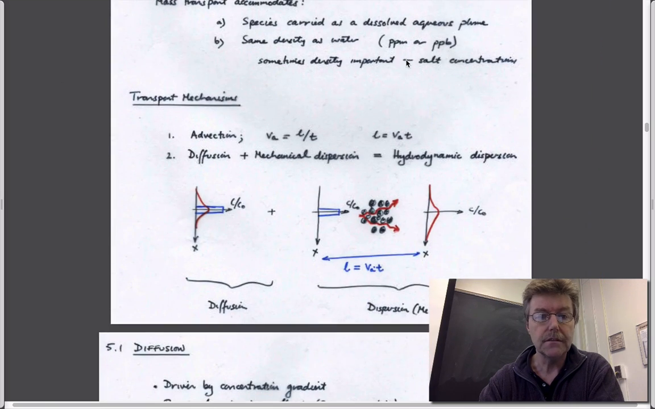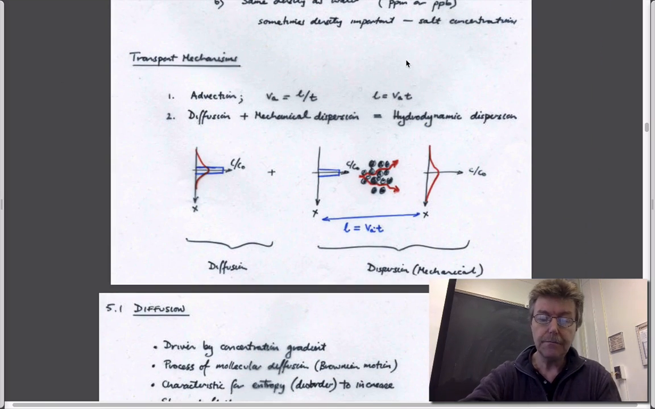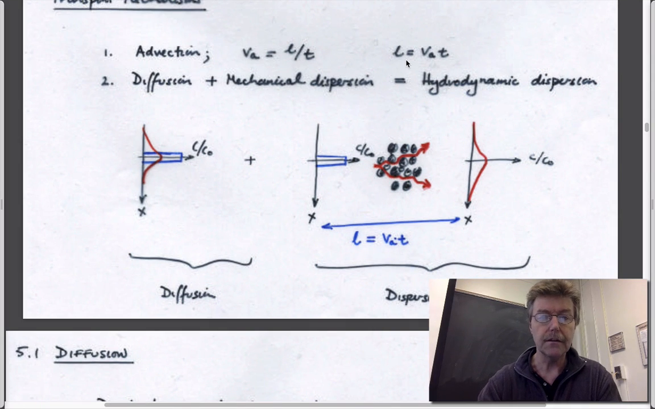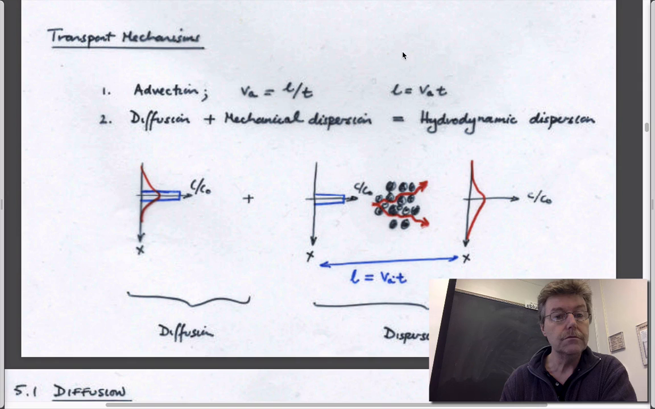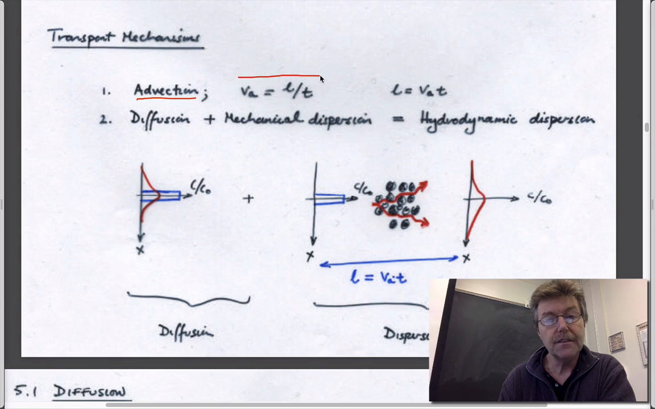So this is the best picture, I think, to be able to make the case for what we're talking about. We've talked about these two mechanisms. First is advection, which is really what we've discussed in terms of the velocity it travels downstream at, the advective velocity. And you remember that the advective velocity is equal to the Darcy velocity divided by porosity.